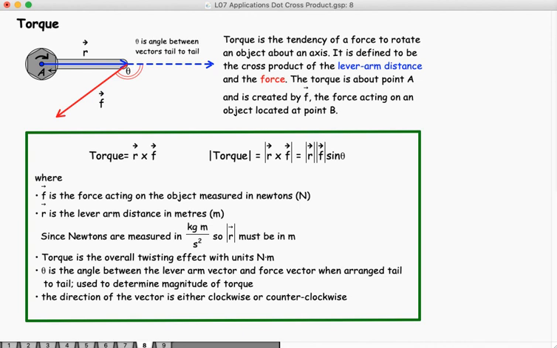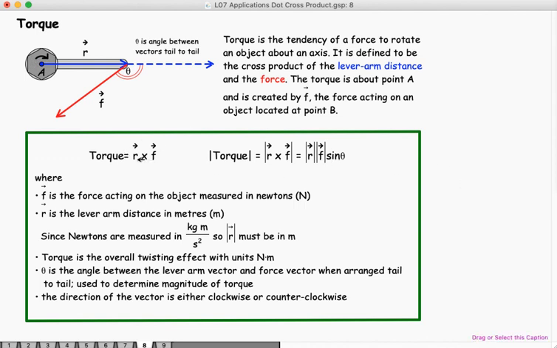So if we were turning this in a clockwise manner, this way, then the direction of the vector would be into the screen that you're watching now. If we turn in a counterclockwise manner, the direction of the vector would be coming out. To give you an idea, imagine you're screwing a screw into a board. When you turn clockwise, it heads into the board. When you turn counterclockwise, it comes out of the board.